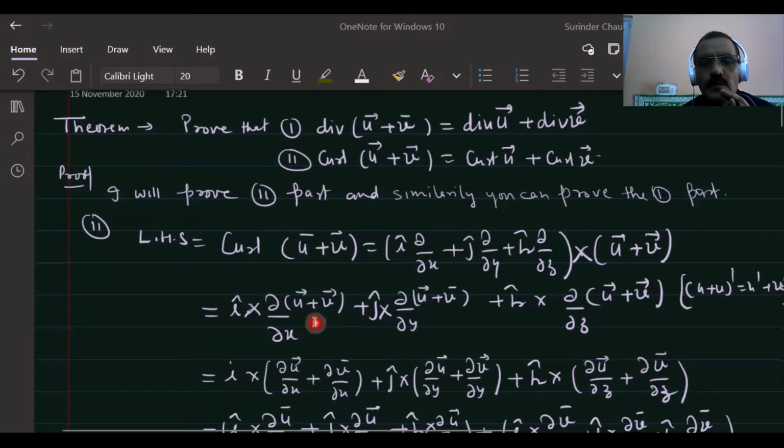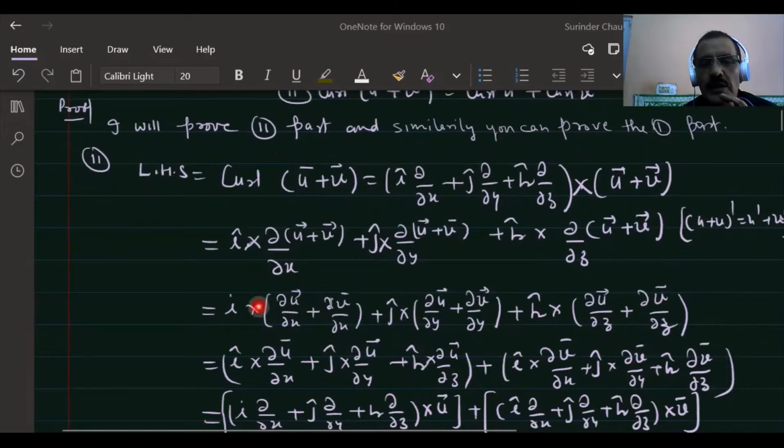Now you know that the differential operator of a sum is the sum of derivatives. So apply it on each component. For the x component, this will be equal to i cross partial derivative of u vector with respect to x plus partial derivative of v with respect to x, and similarly for the other two components. j cross partial derivative of u with respect to y plus v with respect to y, plus k cross partial derivative of u with respect to z plus v with respect to z.